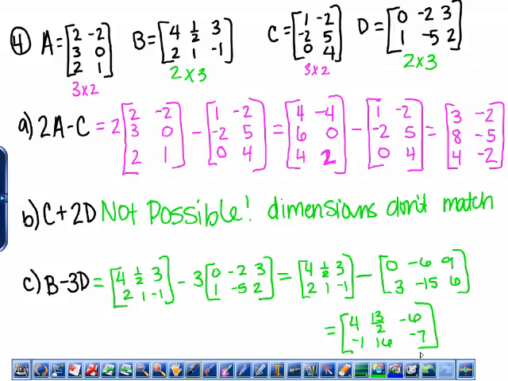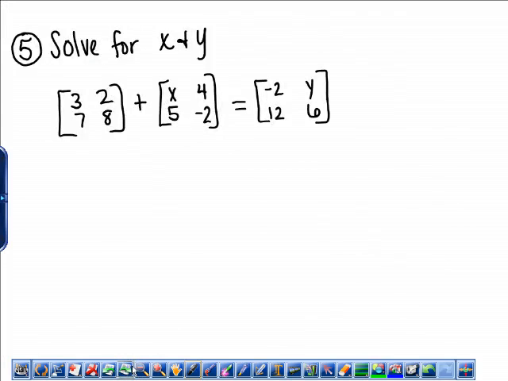Okay, cool. You don't have to necessarily write this one down, but let's pay attention and look at it, okay? We want to solve for x and y. So we've got a 2 by 2 matrix plus a 2 by 2 matrix giving us an answer. What little mini equation might I set up to solve for x here?